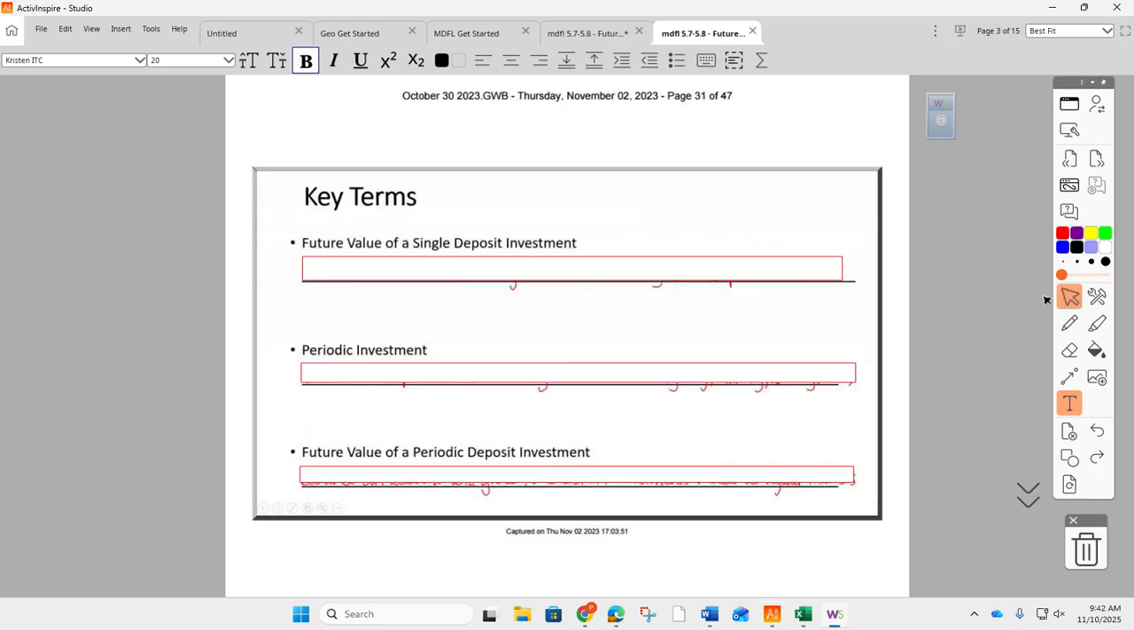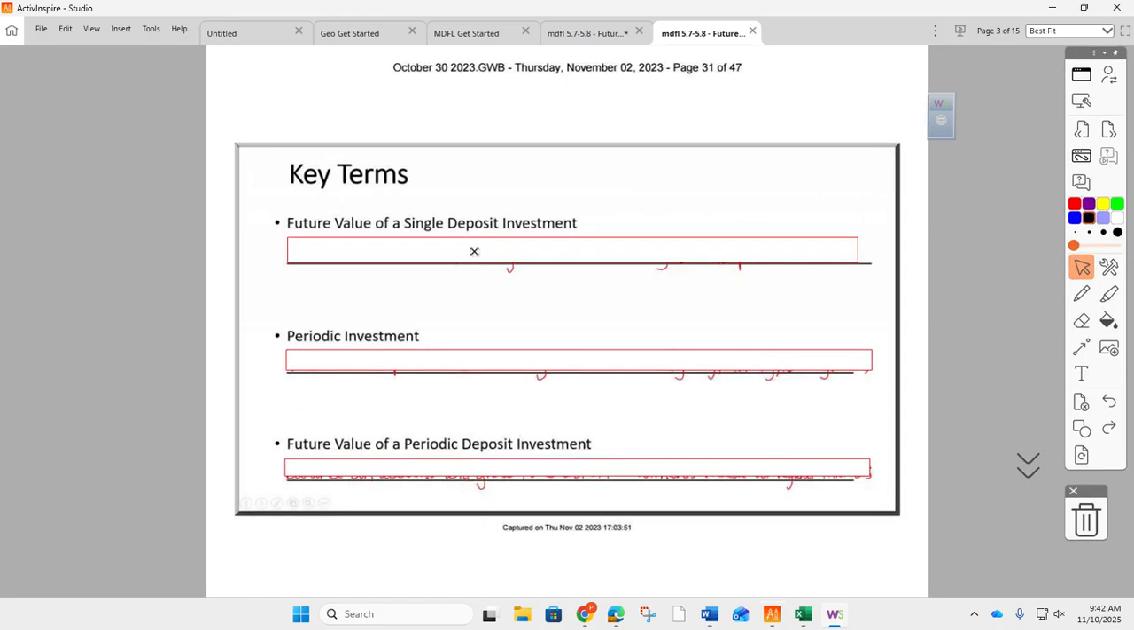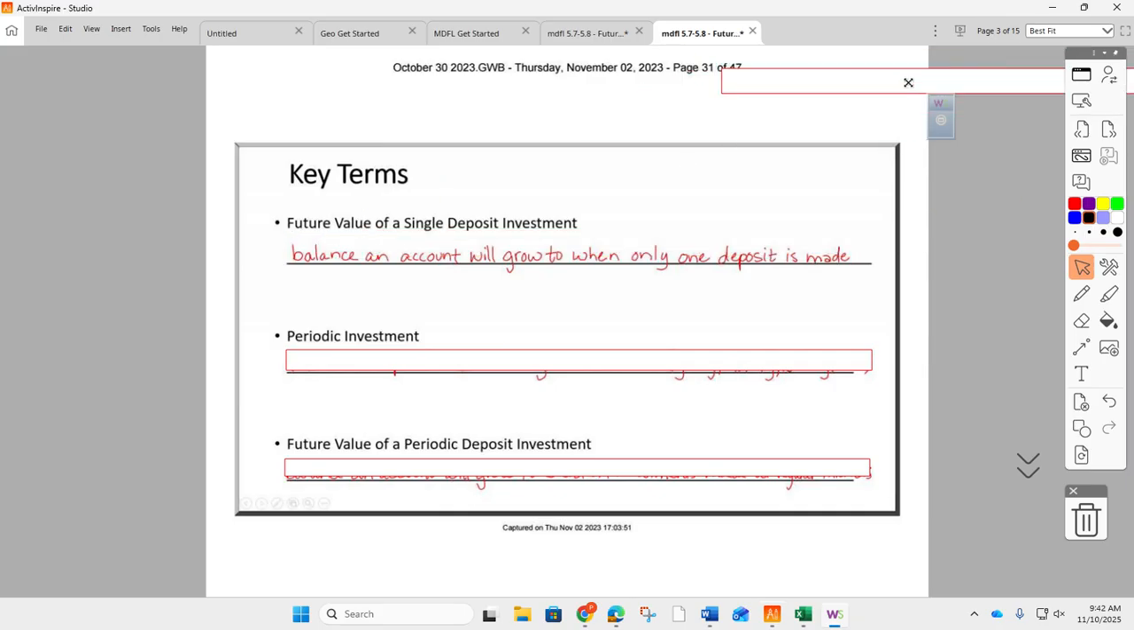So we're going to start with a little vocab. Future value of a single deposit. So you're going to deposit one lump sum of money, and the balance at the end, after you have calculated its growth given an interest rate and a certain amount of time, would be the future value of one deposit, right? Single deposit: the balance an account will grow to when only one deposit is made. So it has to be an interest-earning investment or a growth investment of some sort.